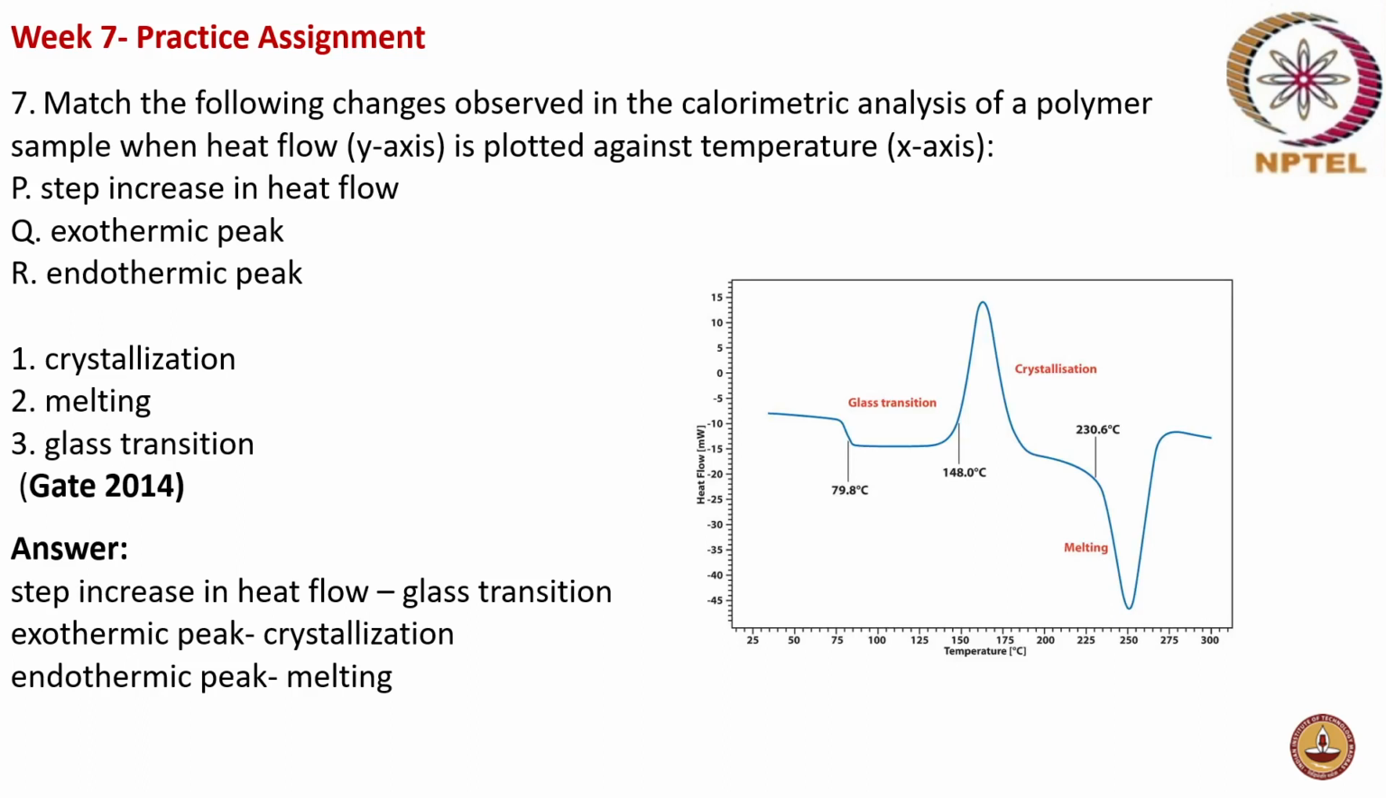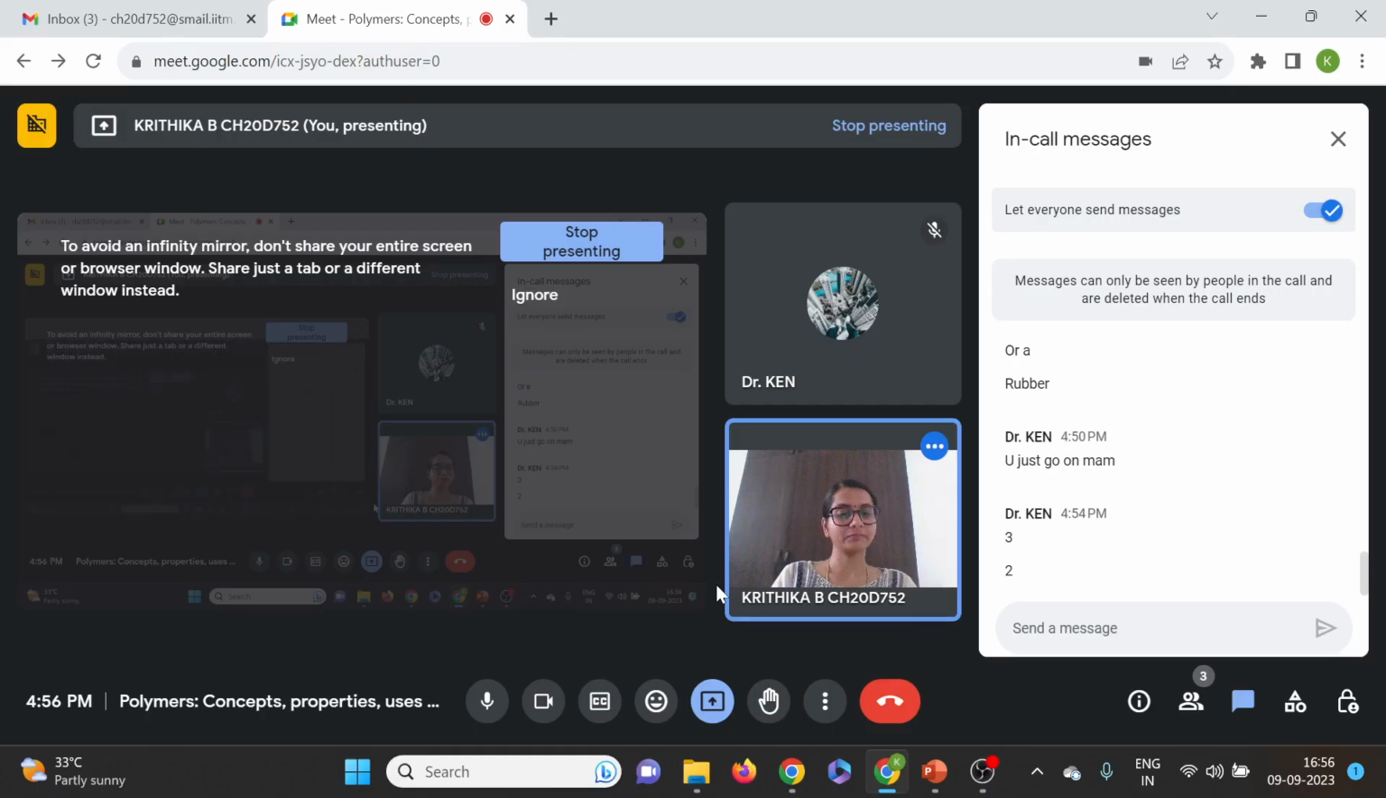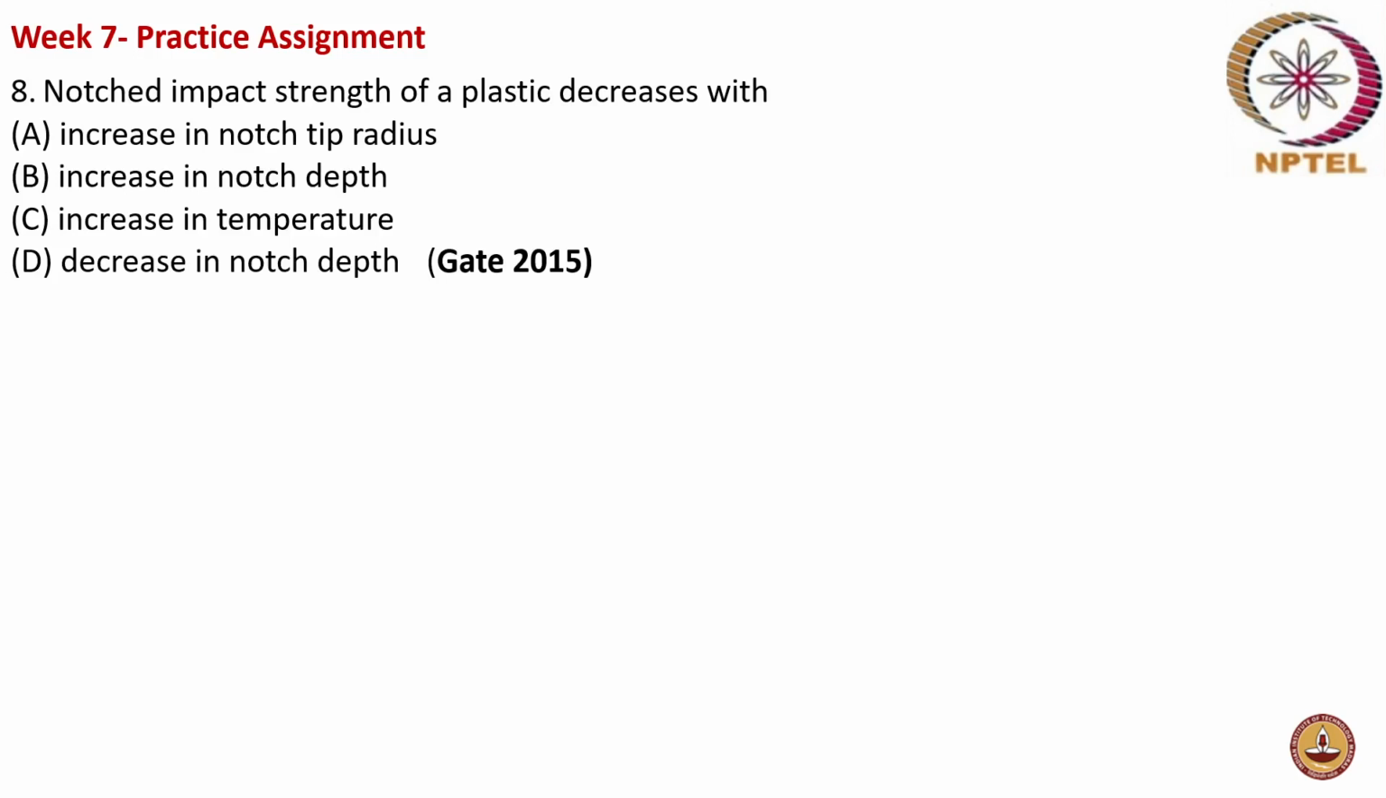This is one of the classic examples showing the output of a DSC. So you can see there's a step change. Of course, here they have given a step increase in heat flow; here actually there is a step decrease in heat flow. And then you have the crystallization, which is your exothermic peak, and your melting, which is your endothermic peak. This is the positive side of your heat flow, this is the negative side of your heat flow. Hope you got it. Now let's proceed to the next.